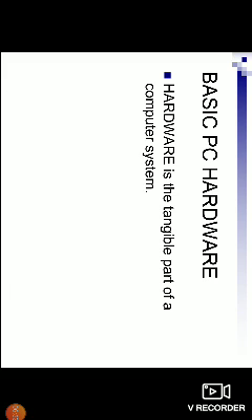Next one, basic hardware. Here, hardware is the tangible part of a computer system. Hardware is a physical component that contains some memory. It is a physical part of a computer system, so we can see it, touch it, and also feel it.